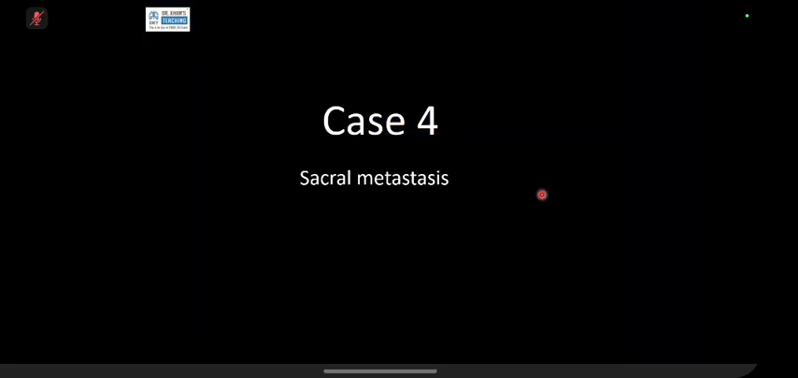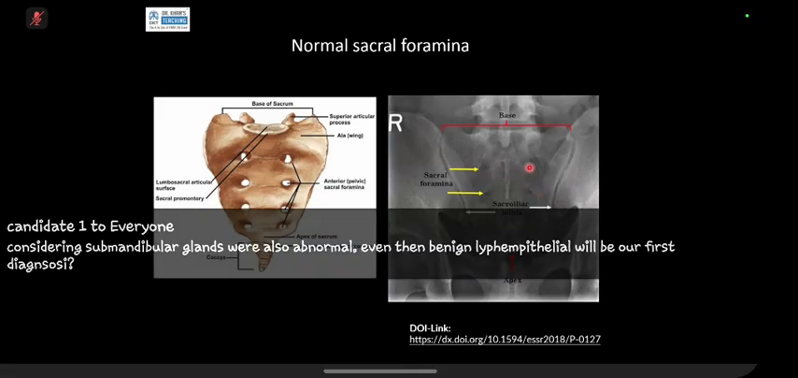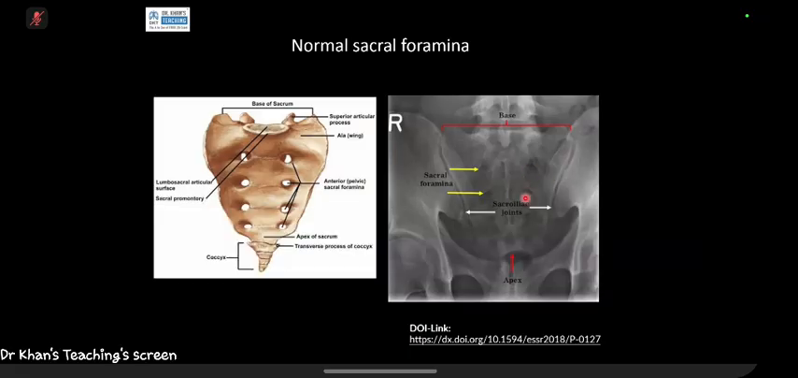Now, sacral metastasis. In sacral metastasis, the candidate did well, picked up the finding, but just to revise that, in rapid reporting also, we used to always teach that this arc-like sacral foramen, you have to visually see. Please remember that in many cases you cannot see because of gut gases, etc. So this was well picked up.